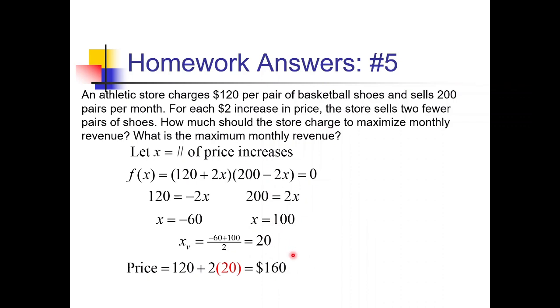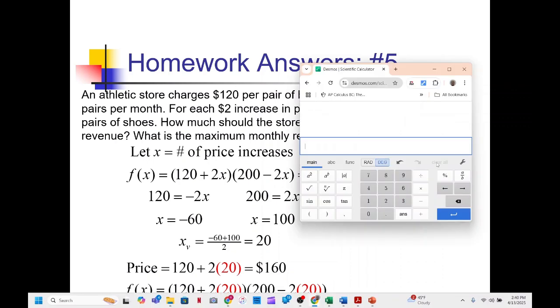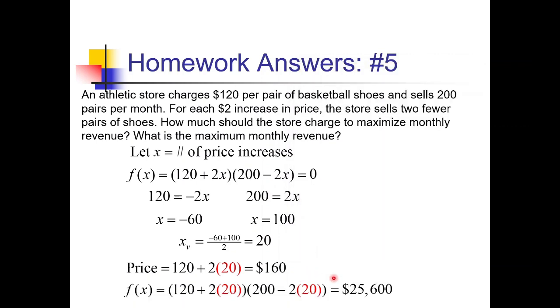And then for the revenue generated from that, we just plug 20 into the general f of x expression that I wrote here. So let me calculate that on Desmos. So plugging that all in, let me actually just write f of x as a function. I think this will be cleaner. 200 minus 2x, and then I'm just going to plug 20 into the function I just wrote there. There we go, 25,600. So that is how much money we're getting in the best case scenario.